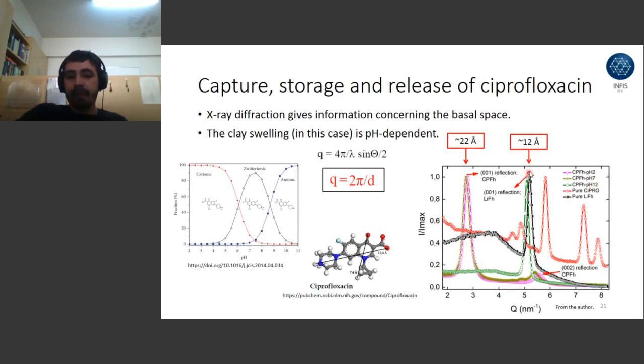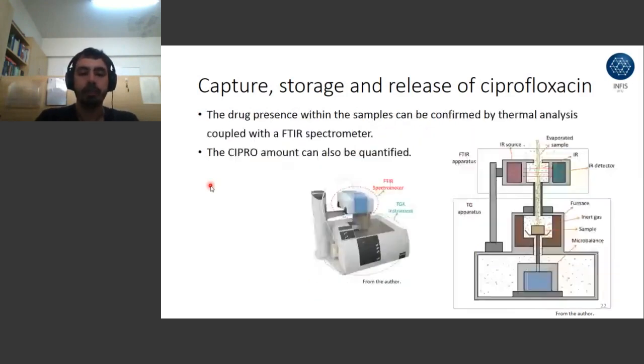some results of samples prepared at different pHs, acid, neutral, and alkaline. And we can see that the 001 reflection shifts to lower angles in neutral and acid pH, which means that in these conditions the clay is swelling. The distance between the clay layers is increasing. It's indicative that, in fact, the drug is being intercalated or encapsulated by the clay layers. And it's an unexpected result, because the clay layers are negatively charged, and at low pHs, at least, the drug is protonated. So it's energetically favorable to have this kind of encapsulation.